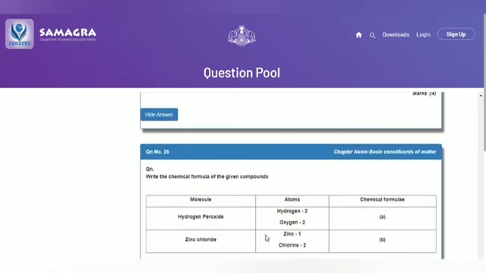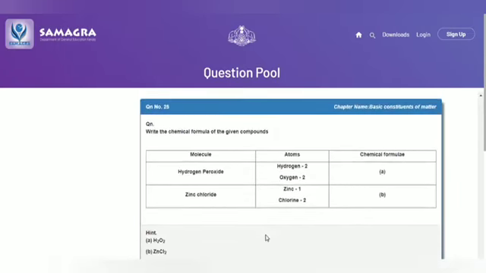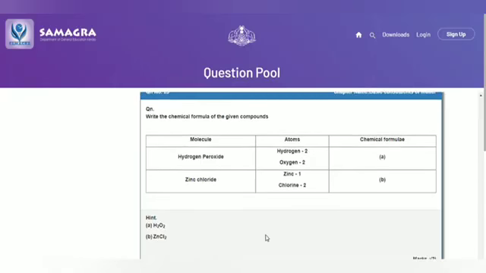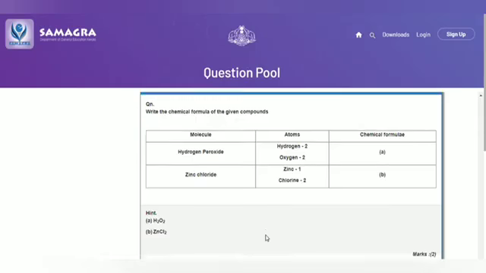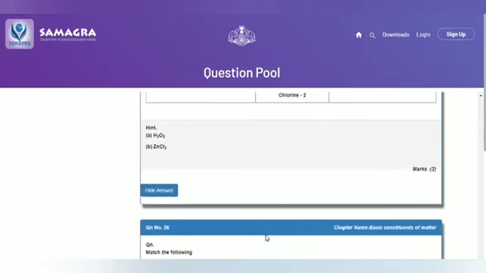Question number 25. Write the chemical formula of the given compounds. Hydrogen peroxide, atoms present: hydrogen 2, oxygen 2. Chemical formula H2O2. Zinc chloride, zinc 1, chlorine 2. Chemical formula ZnCl2.